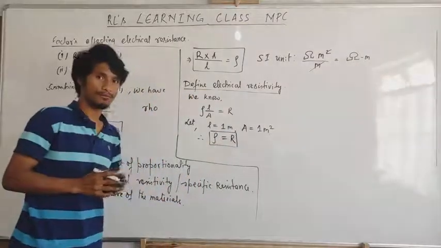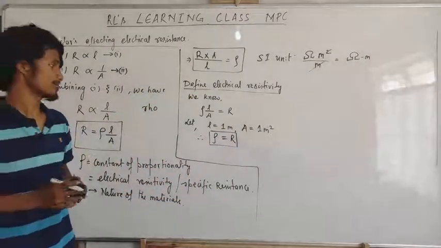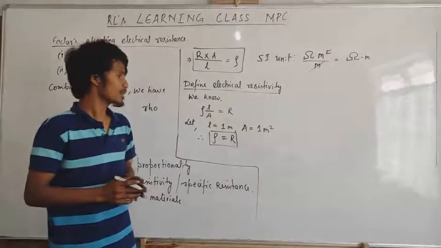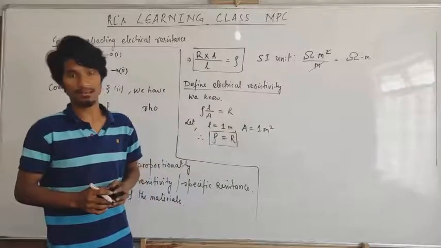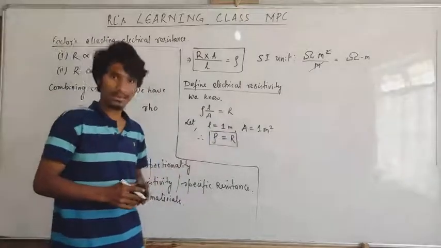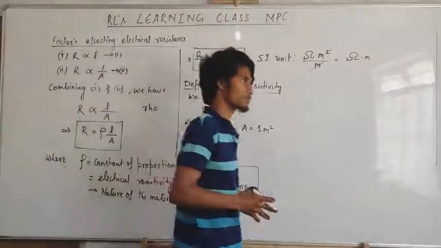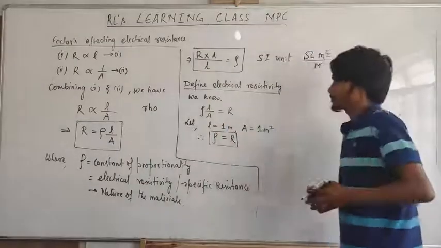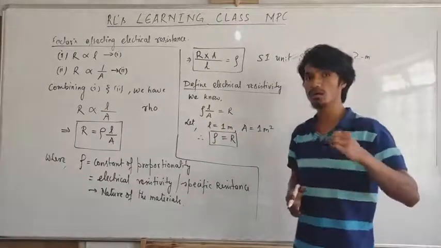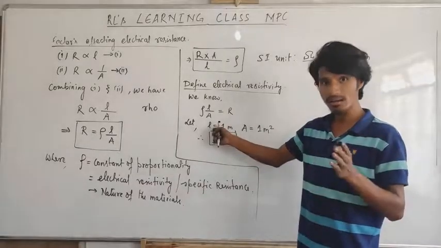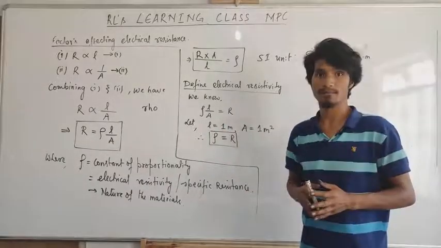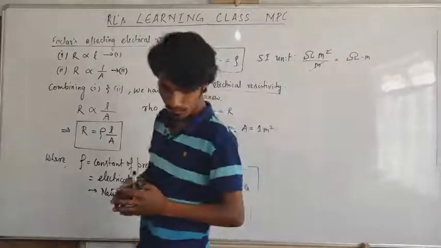Now from here we can define electrical resistivity. Electrical resistivity is numerically equal to electrical resistance when? For a conductor of unit length and unit area.